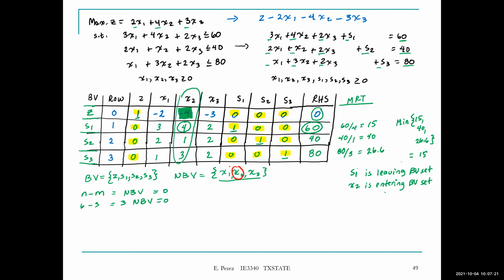So x2 is going to move to this set. And what this is telling me is S1 is going to move this set. So if I move x2 to the basics, I can make x2 greater than 0. If it is not part of the basics, it has to be 0. So any variable that is part of the non-basics will be 0 always.